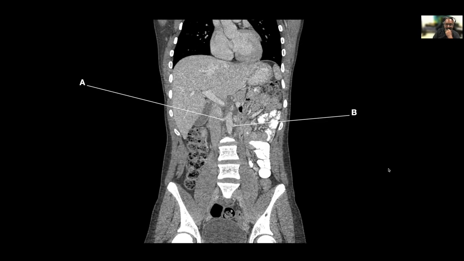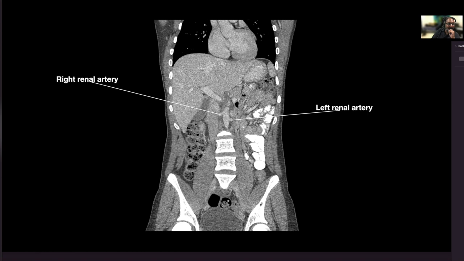All right. These ones, what are these two? These two are renal arteries. Correct. Right renal artery and left renal artery. All right. Next one. And that is it. I think you've done. We've covered it. That's it. No, we're not done yet.